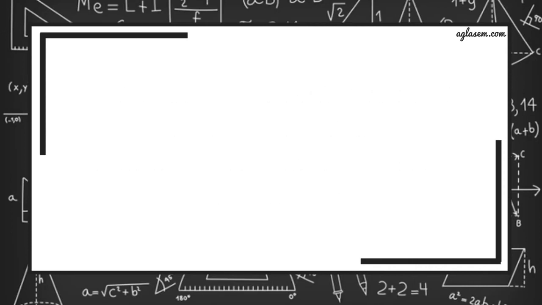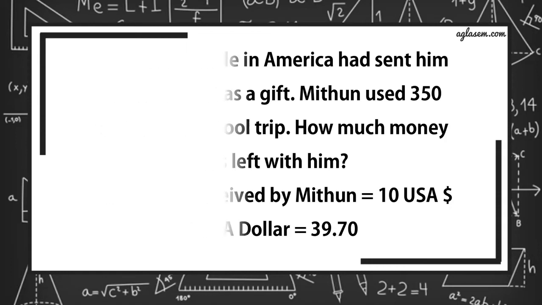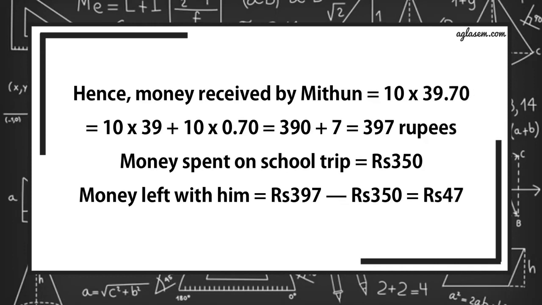Further, B part says, Mithun's uncle in America had sent him $10 as a gift. Mithun used 350 rupees for the school trip. How much money was left with him? Answer is, money received by Mithun is equal to $10 and $1 is equal to 39.70. Hence, money received by Mithun is equal to 10 into 39.70. Solving this, we will get 397 rupees. So money spent on school trip is rupees 350. Now money left with him is rupees 397 minus rupees 350, which will give you rupees 47.